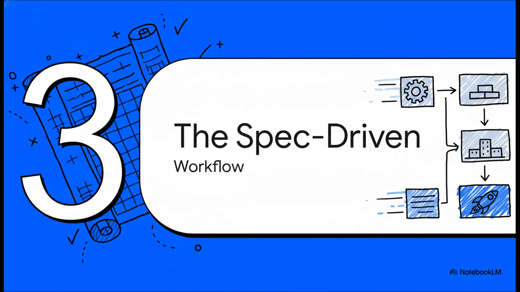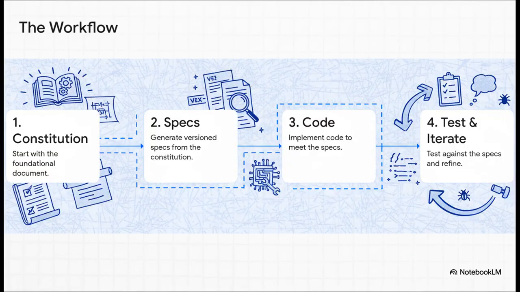Okay, so we have our blueprint. Awesome. But how does this actually change the way we build the project? Let's take a look at how this constitution creates a really powerful spec-driven workflow. The constitution is always step 1. From that document, you generate detailed, versioned specifications for each feature. Only then do you actually write the code to meet those specs. Finally, you test your code against the specs and iterate. It's a clean, predictable cycle that flows directly from our initial plan.